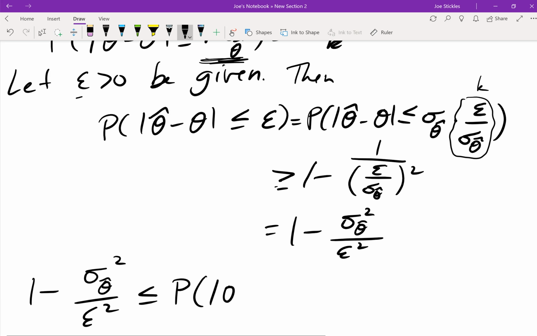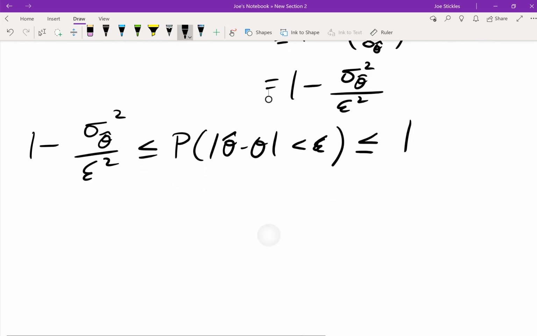Let me write it this way. We certainly have the first inequality from Chebyshev's inequality, right? We just derived that one. I just flipped it the other way around. The second inequality is simply a statement about probability. Probability cannot get any bigger than 1. Do you agree? Okay. Now let's just take the limit as n goes to infinity.